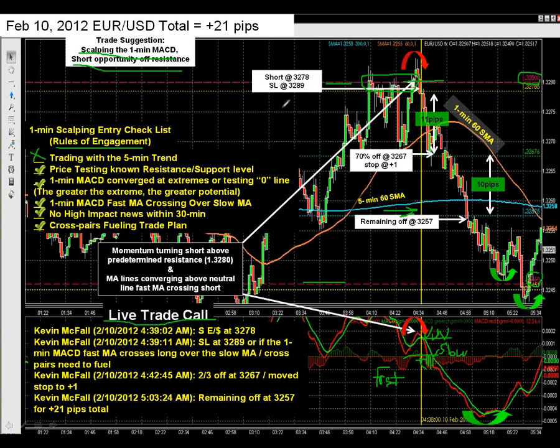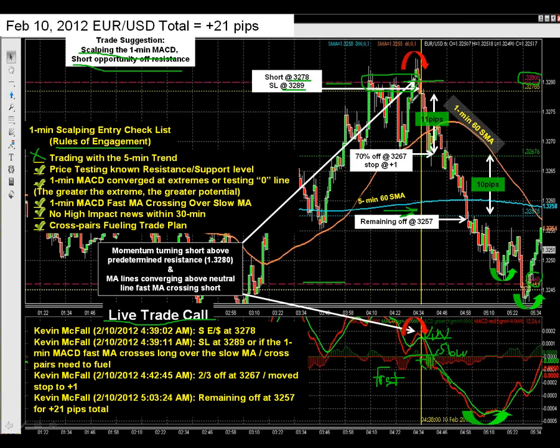We took it in the London session. So we got into this trade short at 32.78 with our stop loss at 32.89. There's the live trade call and the timestamp. Feel free to back test these if you like. And then we took that short, and you can see as long as these MACD lines kept on moving short and diverging short, continuing to give separation, we're able to have our price move down.